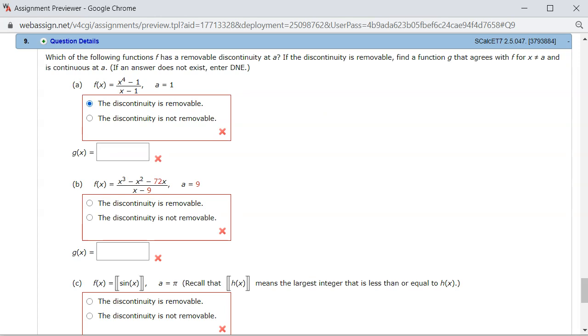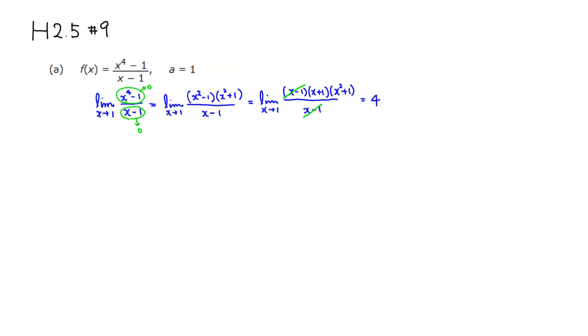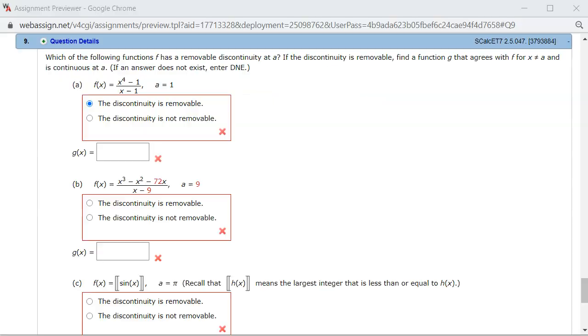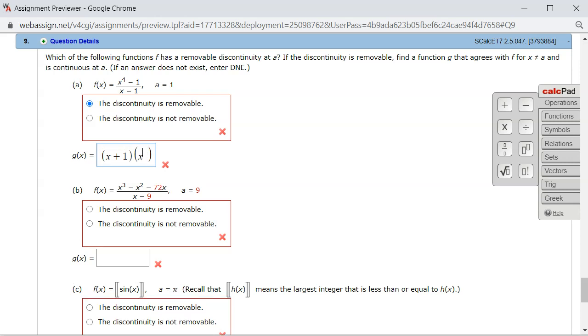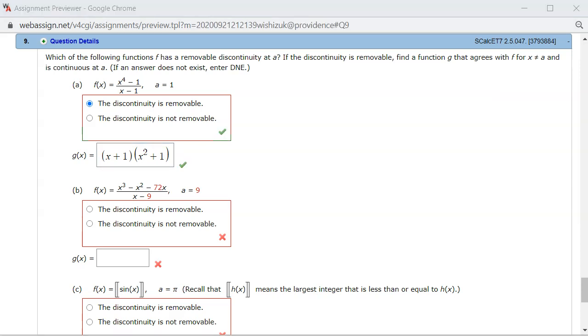Then the function is sitting right here. So this is going to be the function it's going to look like. This is going to be our g of x. So let's see. I'm going to put that in there. So this is (x plus 1) times (x squared plus 1). All right, let's check the answer first. I came back and it looks like we got part A correctly.